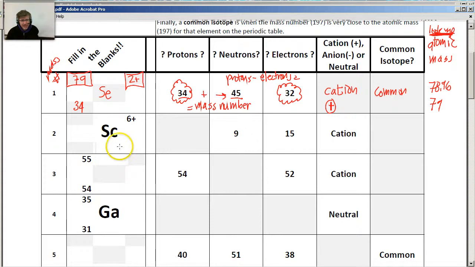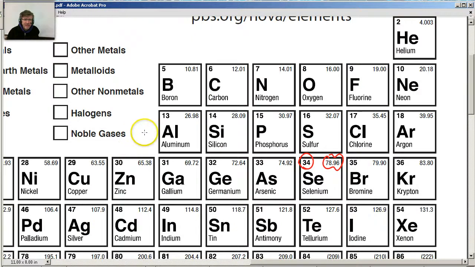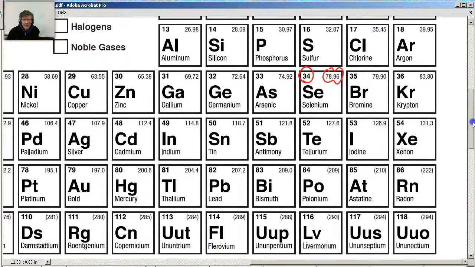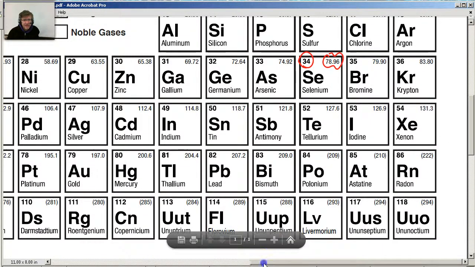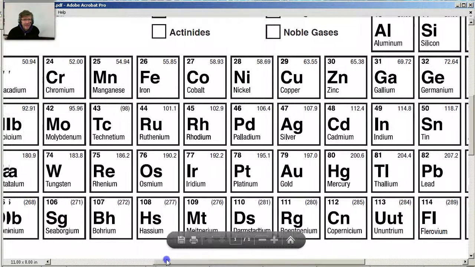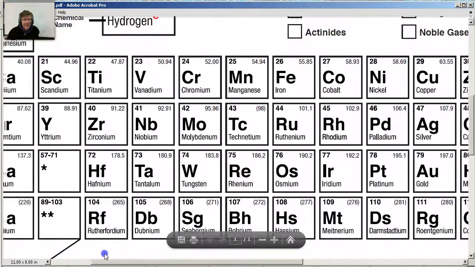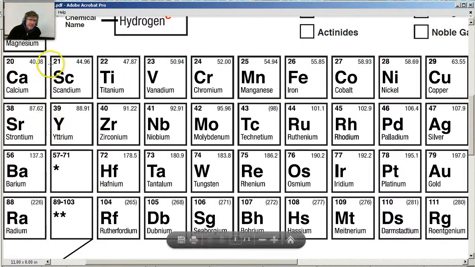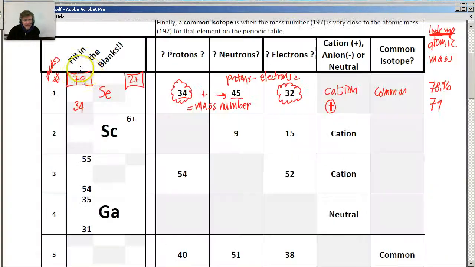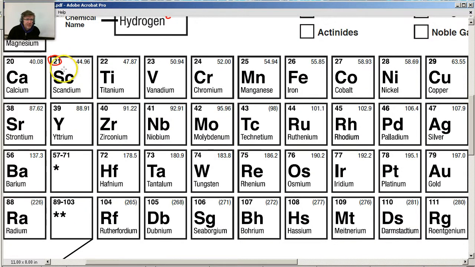So Sc is our element for the next one here, number 2. Sc is on the periodic table here somewhere, so you just got to take a look. Sometimes it helps to look a little closely at it. There we go, scandium. It's number 21 on the periodic table, and 44.96. So let's write those numbers in. So atomic mass, 44.96. But more importantly, atomic number, 21.